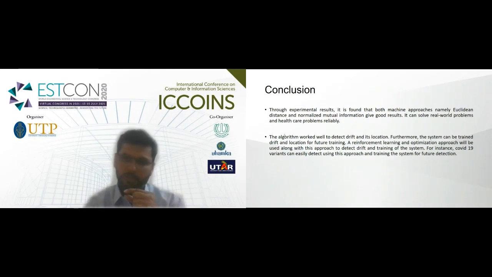Furthermore, the system can be trained on drift and its location for future training. A reinforcement learning and optimization approach will be used along with this approach to detect drift and train the system. For instance, a COVID-19 variant can easily be detected using this approach and the system trained for future detection.